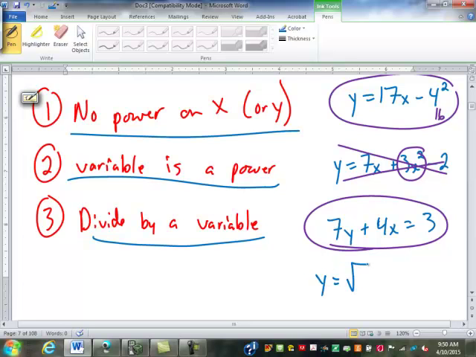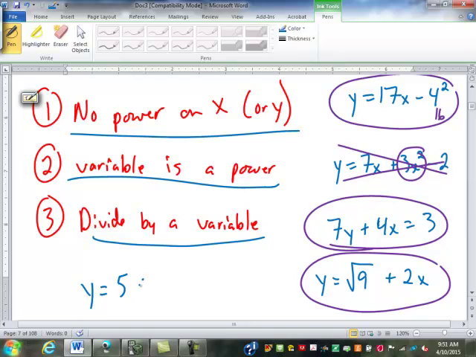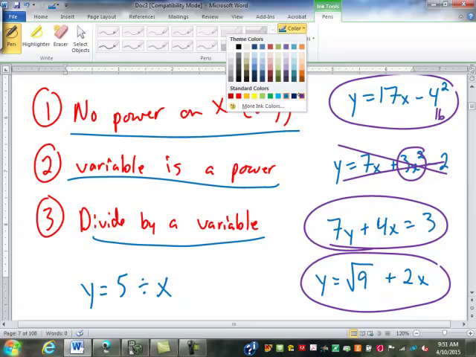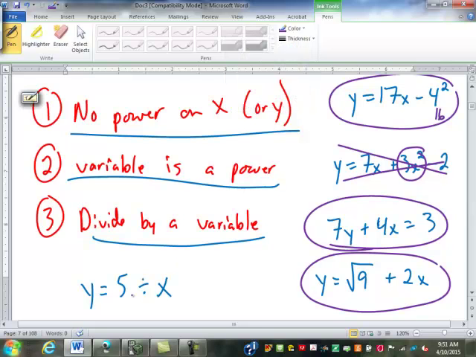This one. We see that square root and it scares us, but does it affect it? No. Square root of 9 is just positive or negative 3, so that is a straight line there. How about that one? Not a straight line because we're dividing by x. We're used to seeing it like this on the worksheet where it's 5 over x, but just 5 divided by x is the same thing. We're dividing by a variable. It will not make a straight line.